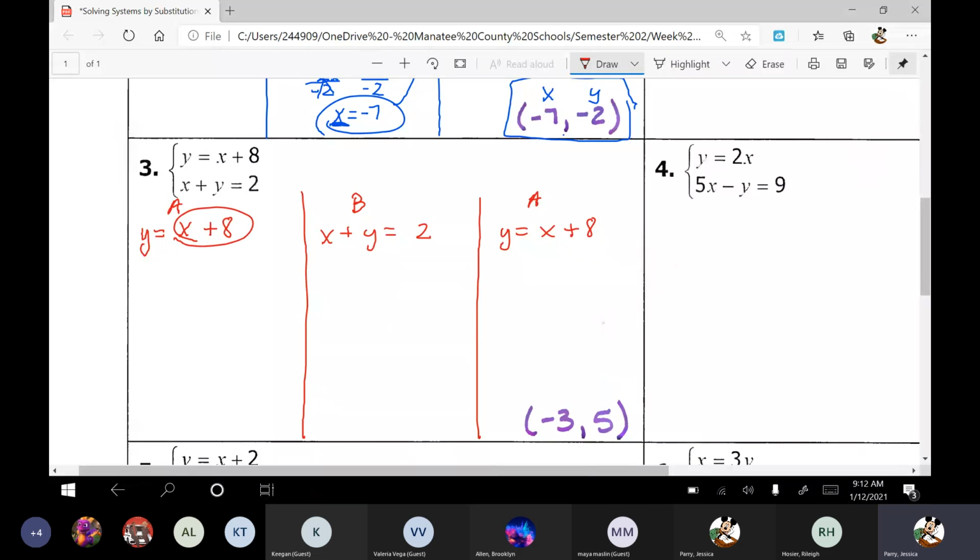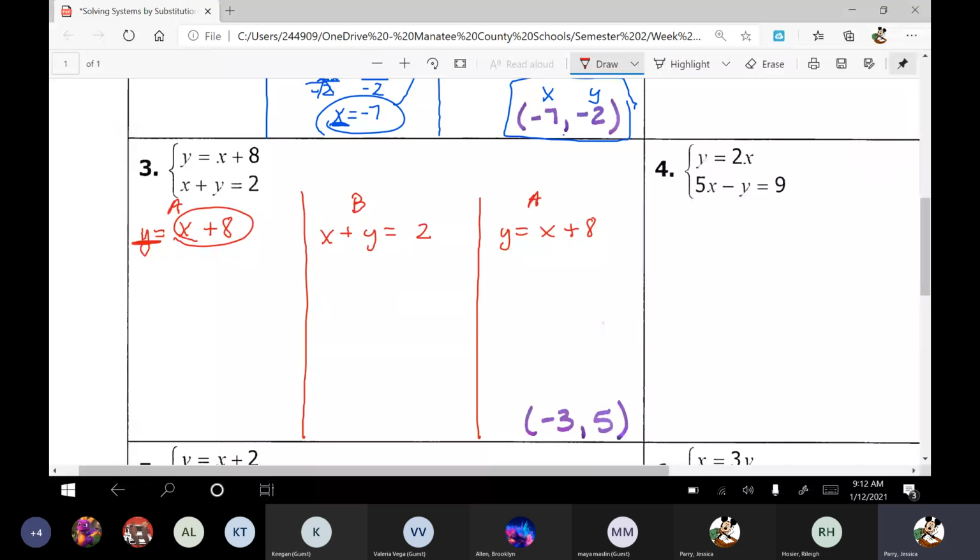So next, let's go ahead and start solving it. I'm going to take my expression, this x plus 8, everything after the equal sign, and I'm going to plug it into the B equation. Where should I put the x plus 8? Should it go into the x or into the y? Where am I substituting this x plus 8? Go ahead and write in the chat. Over here, you can see it says y equals x plus 8. So think, where should I put the x plus 8 in my B equation?